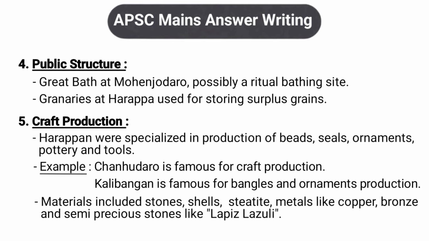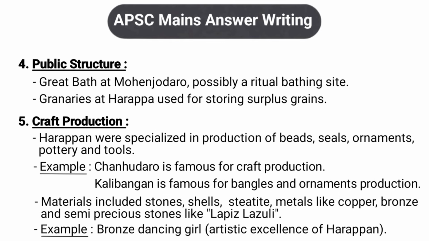Right, next point. Materials included stones, shells, steatite, metals like copper, bronze, and semi-precious stones like lapis lazuli. Mention the bronze dancing girl as an example of artistic excellence. Also, you can mention that Harappans were not known to use iron.